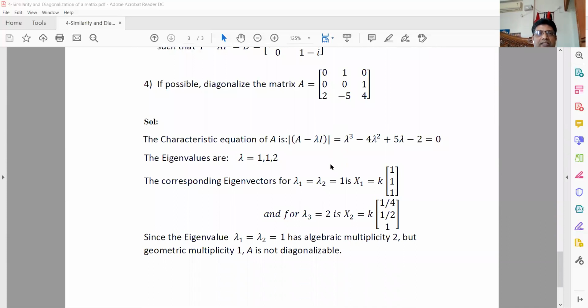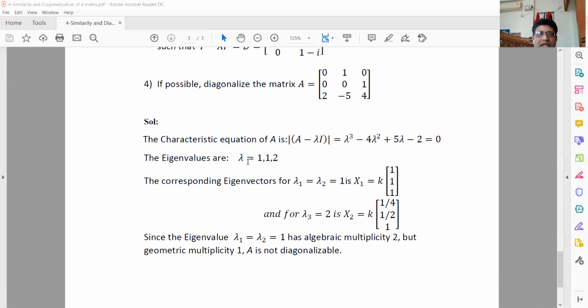The next question he is asking is, if possible, diagonalize this matrix. So we have to check whether it is possible or not. For that, the procedure is the same. First, write the characteristic equation for this matrix using the same formula, det(A minus lambda I). We got the cubic polynomial here, lambda cubed minus 4 lambda squared plus 5 lambda minus 2 equals 0. If you solve this, we got the roots lambda equals 1, 1, 2. So the algebraic multiplicity for lambda equals 1 is 2 and the algebraic multiplicity for lambda equals 2 is 1.